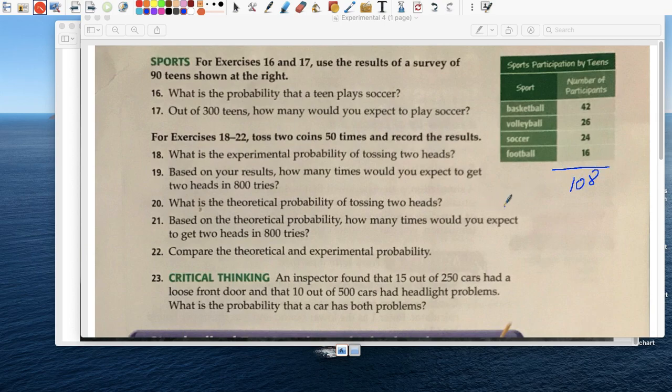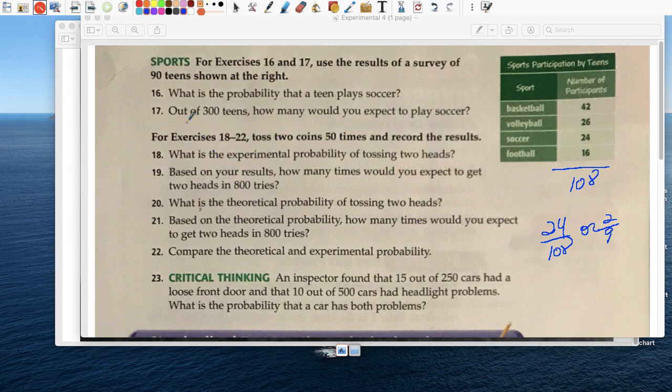So what's the probability that a team plays soccer? If I were to pick one of these kids, all their names are in the bag, and I picked a name, the probability that a team plays soccer would be 24 out of 108, which you can simplify to 2 over 9, right? Because you have a calculator, that shouldn't be a problem. So 2 out of 9.